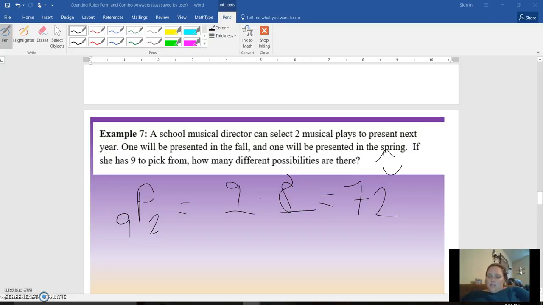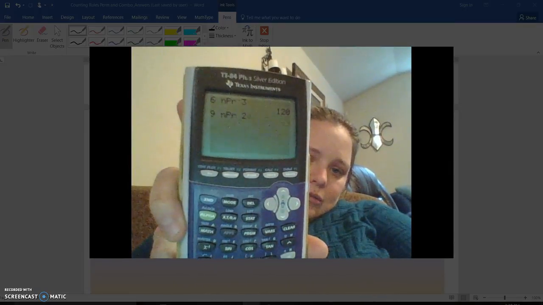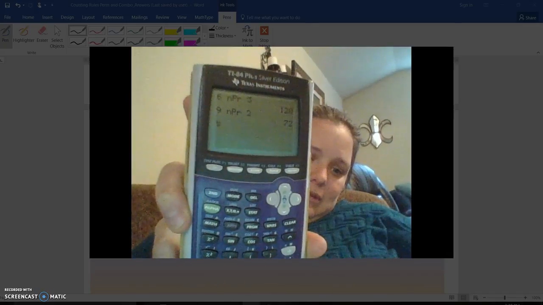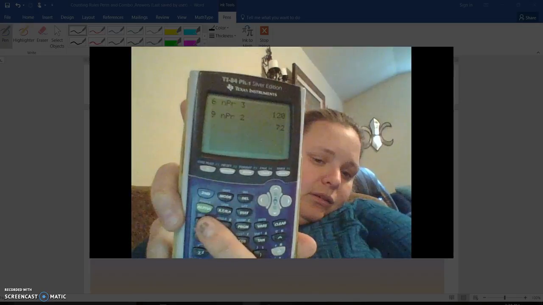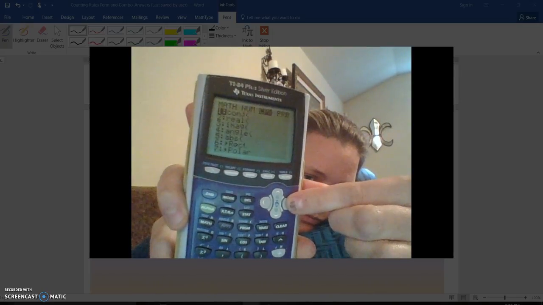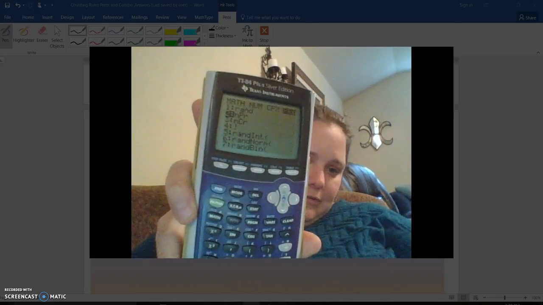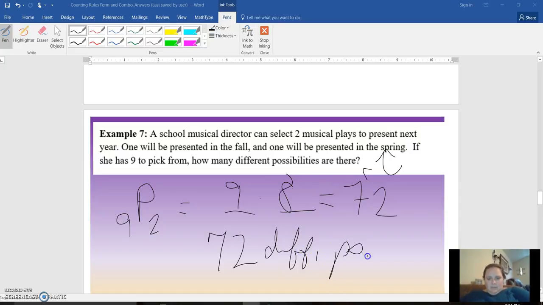Or we can do 9 permutation 2, and we get 72. And remember, I went to math, and then I went over to probability, and then number 2. Right? And so it's 72 different possibilities.